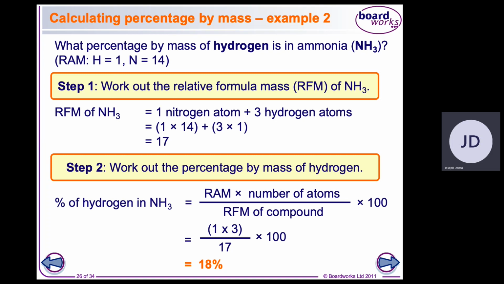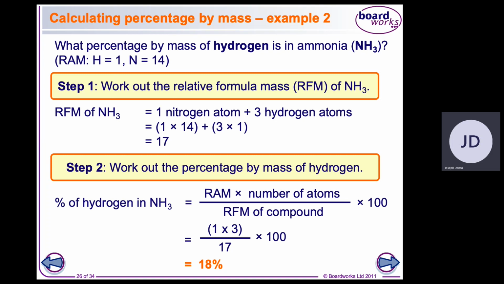We have 3 lots of hydrogen, so multiply by the coefficient of the element in the compound. The coefficient of nitrogen is 1. In chemistry, we don't write 1, and the coefficient of hydrogen is 3. We are looking for the percentage of hydrogen in ammonia, so we use the relative atomic mass of hydrogen, multiply that by the coefficient, which is 3, divide that by the relative formula mass, which we have already calculated, and multiply by 100. That should give us 18%.